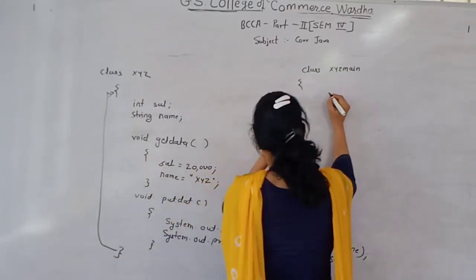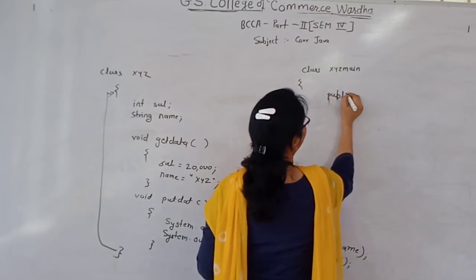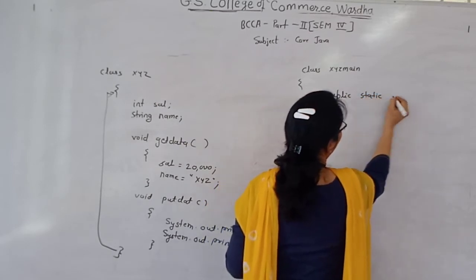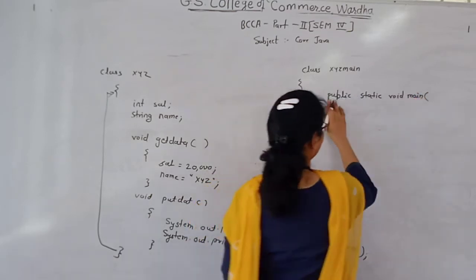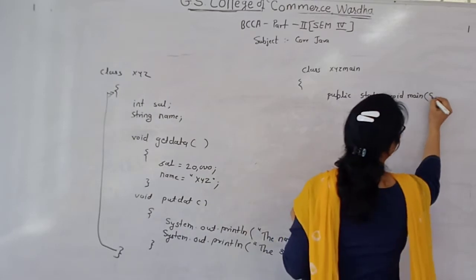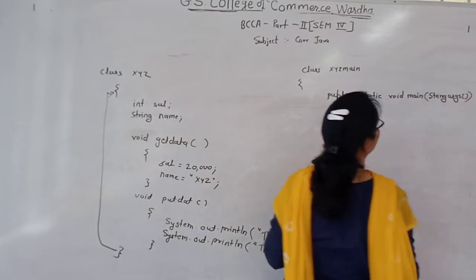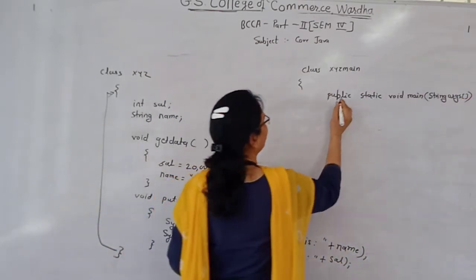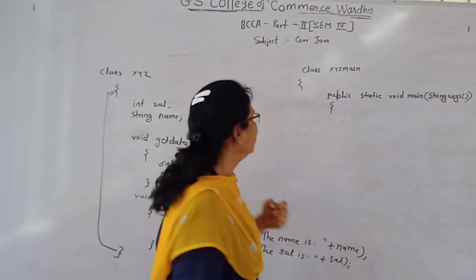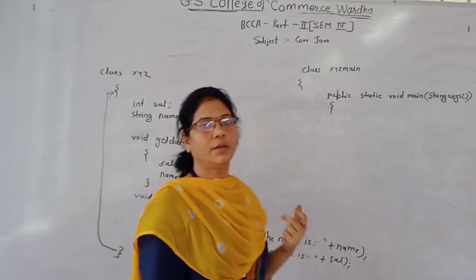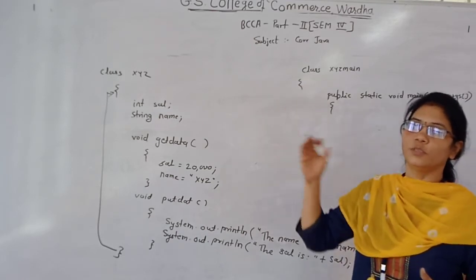So here: public static void main, string args. This is the main function syntax, and here I have to create the object of the XYZ class. How can we create the object? For creating the object of the XYZ class, I have to use the new operator.